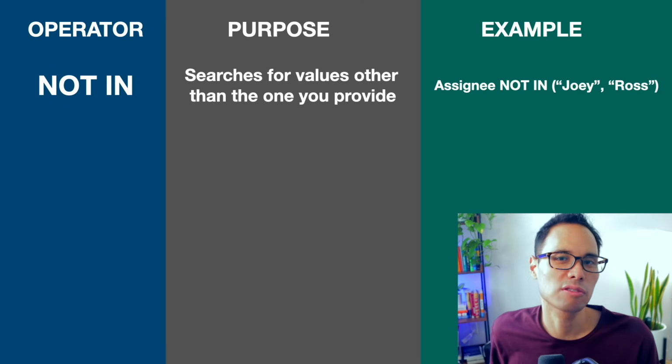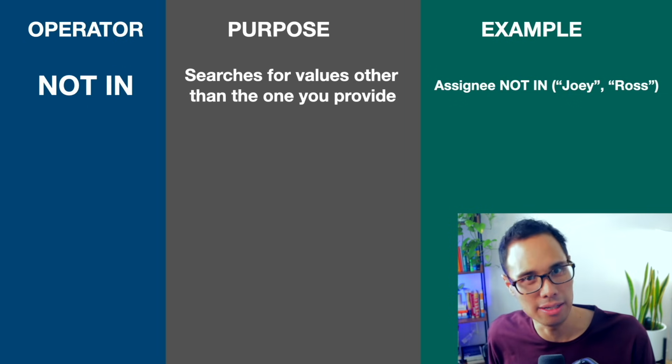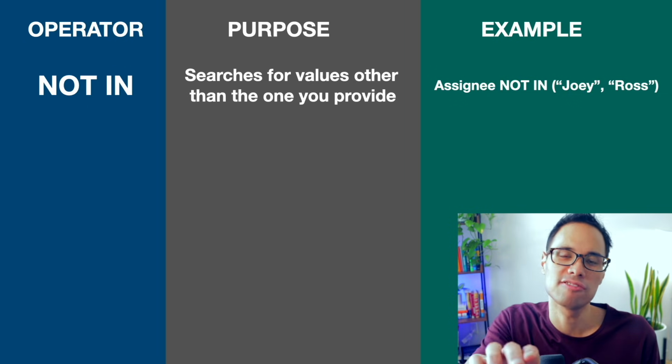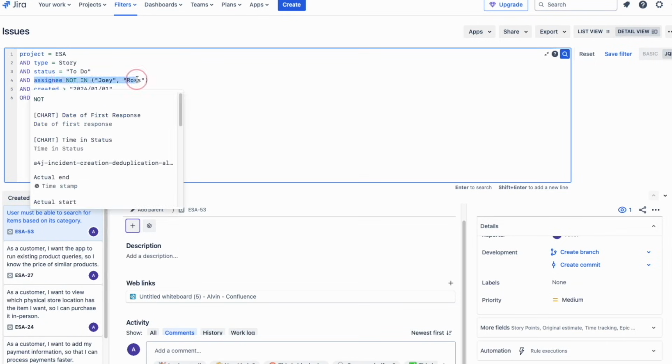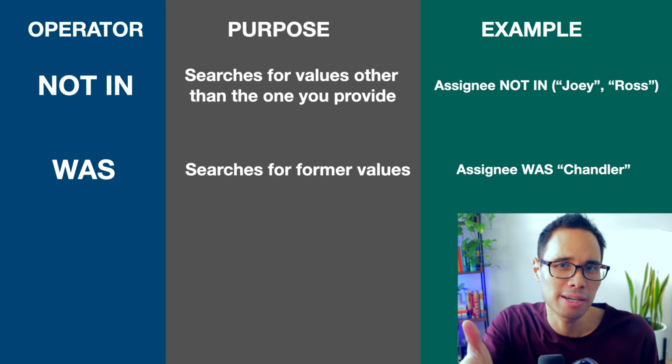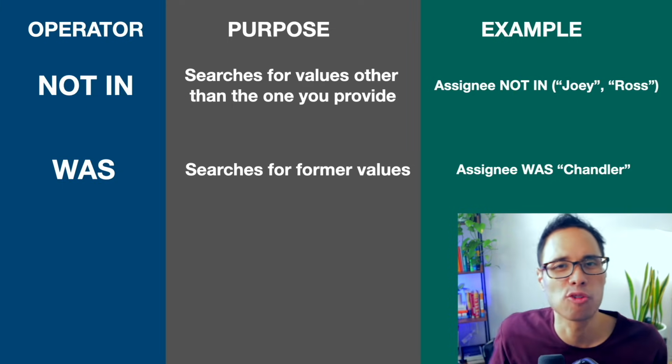The next operator type is NOT IN, which searches for values other than the one that you provided. So for example, if we modify our JQL query so it says assignee NOT IN (Joey, Ross), this is what it would look like. You'll see here that you have to include parentheses around the values that you do not want to include. And we have to put our values inside quotation marks. The next 2 operator types that I don't use as much, but they're worth mentioning here, are WAS, which searches for former values.